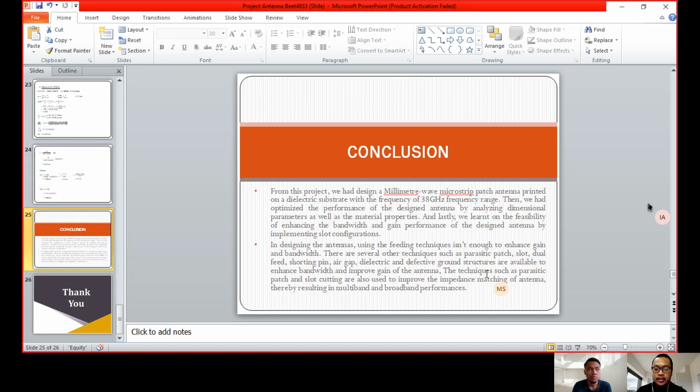In designing antennas, using feeding techniques isn't enough to enhance the gain and bandwidth. There are several other techniques such as parasitic patch, slot, dual feed, shorting pin, air gap, dielectric, and defected ground structures available to enhance bandwidth and improve gain of the antenna. Techniques such as parasitic patch and slot cutting are also used to improve the impedance matching of the antenna, thereby resulting in multiband and broadband performance.